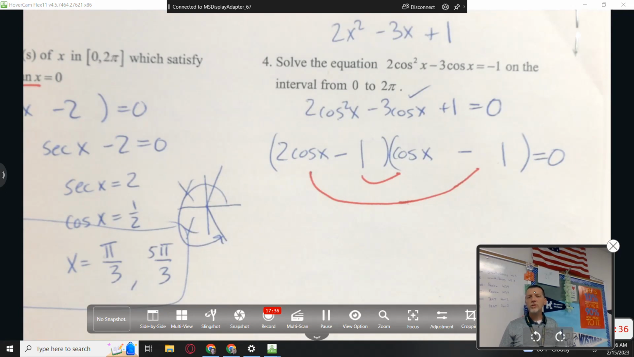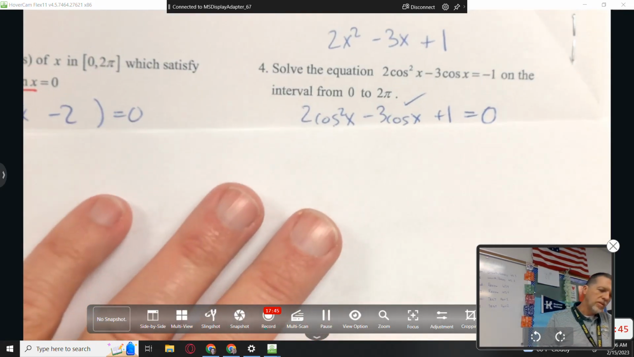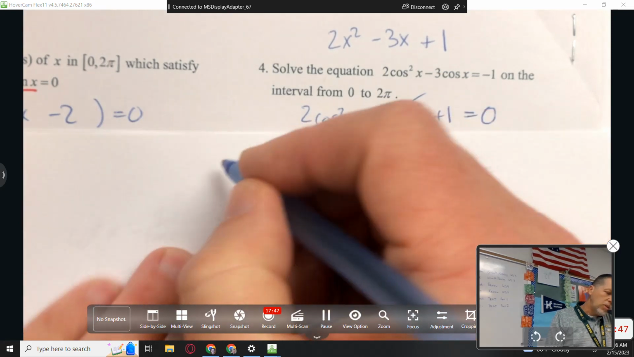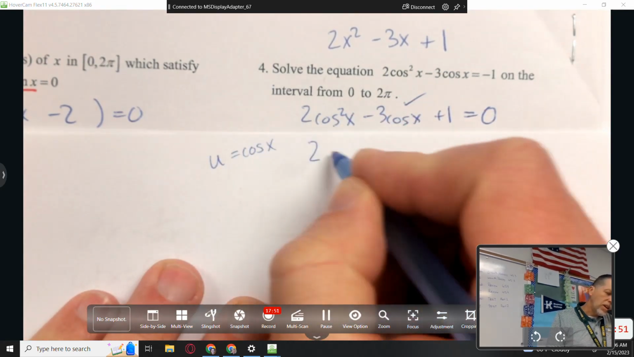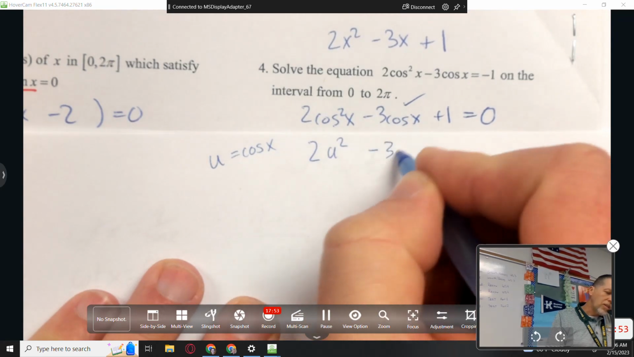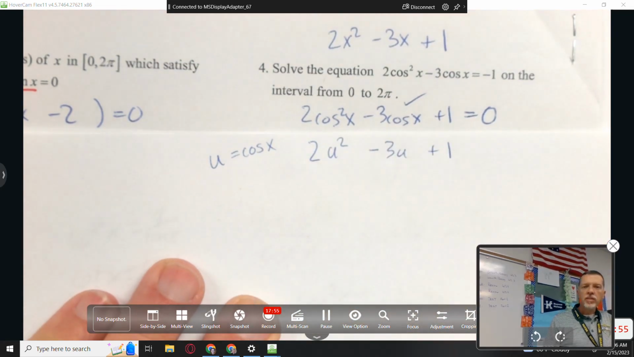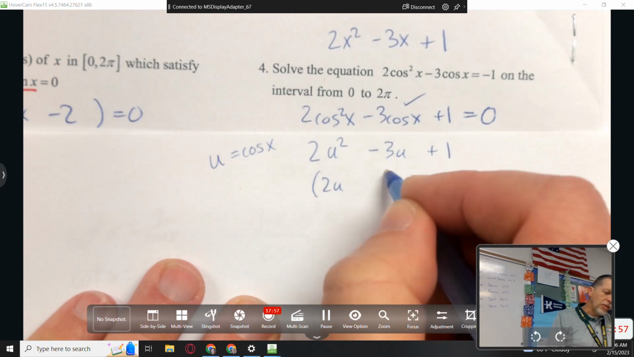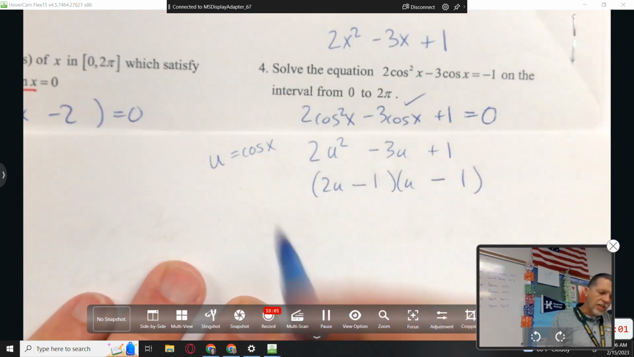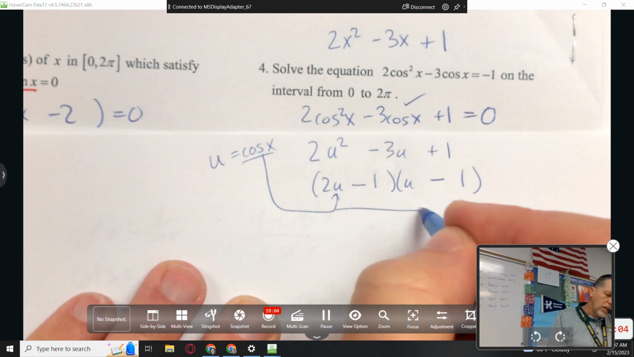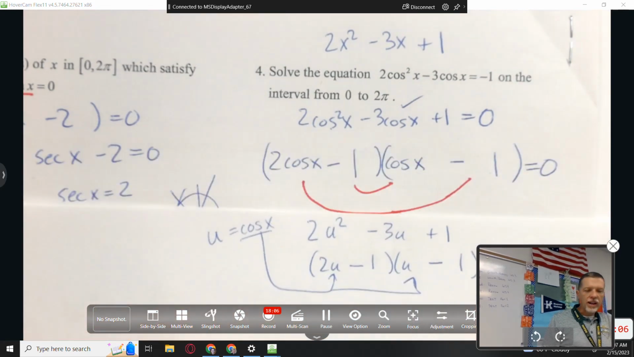If you struggle with that, there is a shortcut, well, shortcut's not the right word. More of a long cut. You can say, I don't like factoring with cosine. I want to stick a u in there. So 2u squared minus 3u plus 1. And if that's easier for you to factor with u's, that's fine. And then you put the cosine back in for u, and you get what we got.